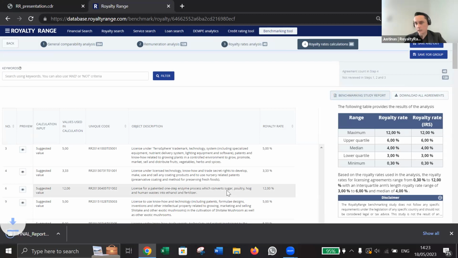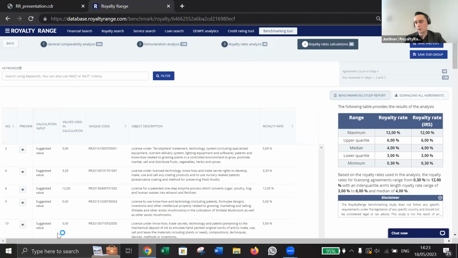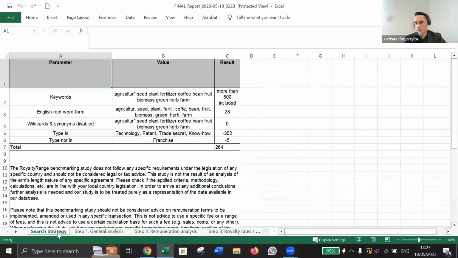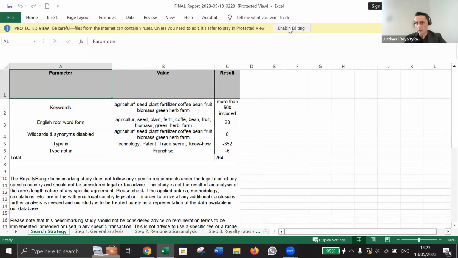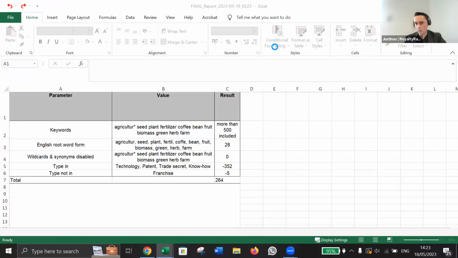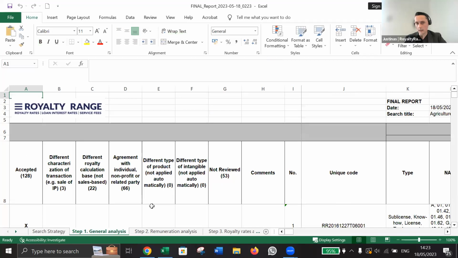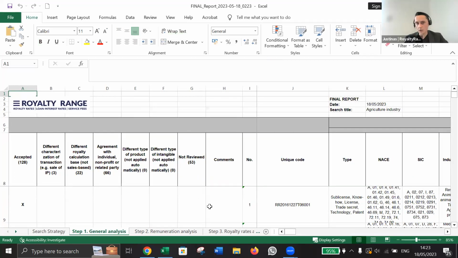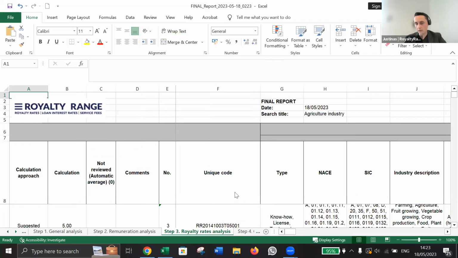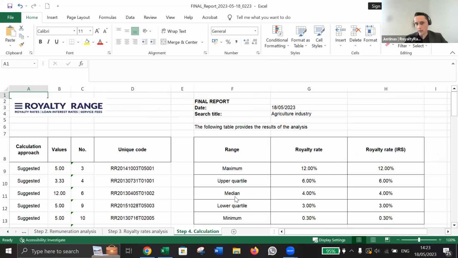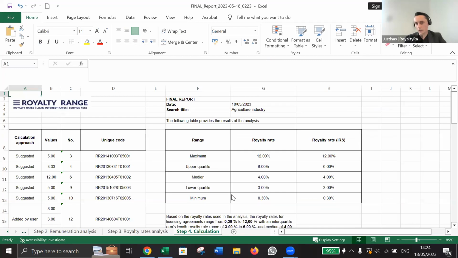And the Excel spreadsheet will contain the full description of our exercise. So the way we started the search, which filters we applied, which agreements we rejected and why, as well as calculations. So this is more or less a write-up which describes the full process from the very beginning till the very end. So rejected agreements, reasons for rejection. We could also add comments in a database that will be displayed. Remuneration analysis follows the same logic. And step 3 and step 4, the calculation part, this is also available.